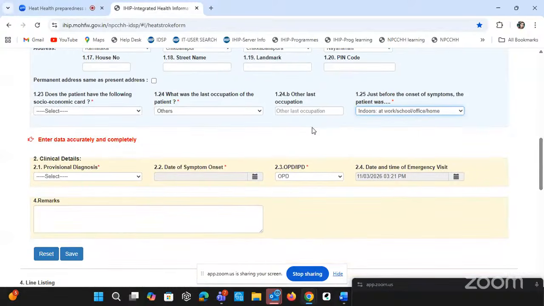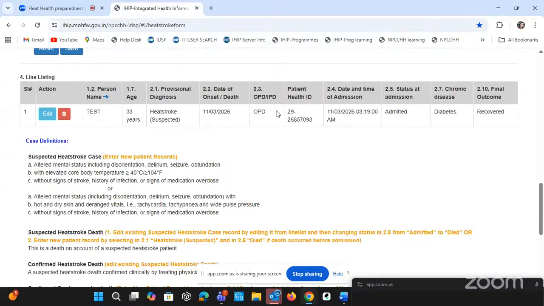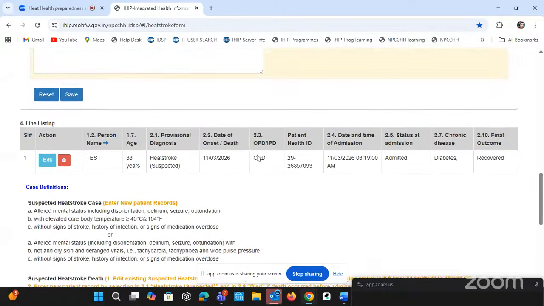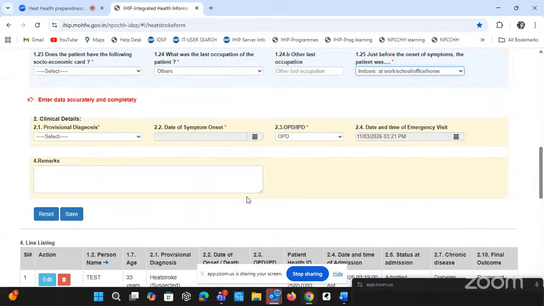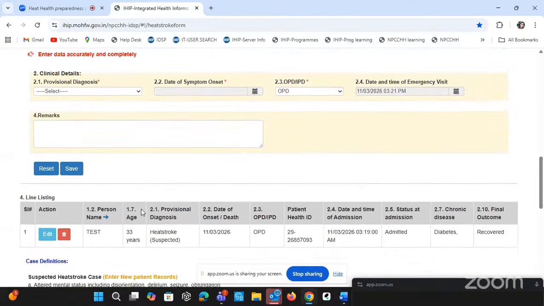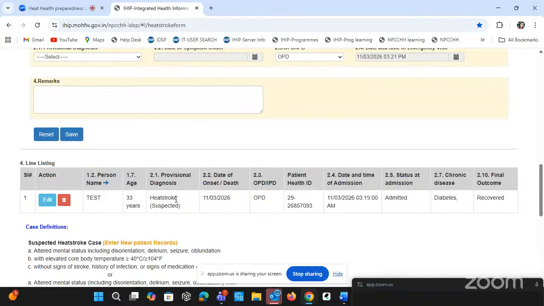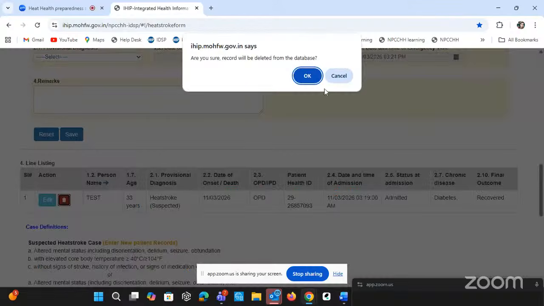We can move on to the delete record demonstration, Bhupesh. Whatever data the user enters, they can delete or edit the data, but within a period of 5 days. Like just now we have entered this case, so we can delete this case by clicking on the delete button.